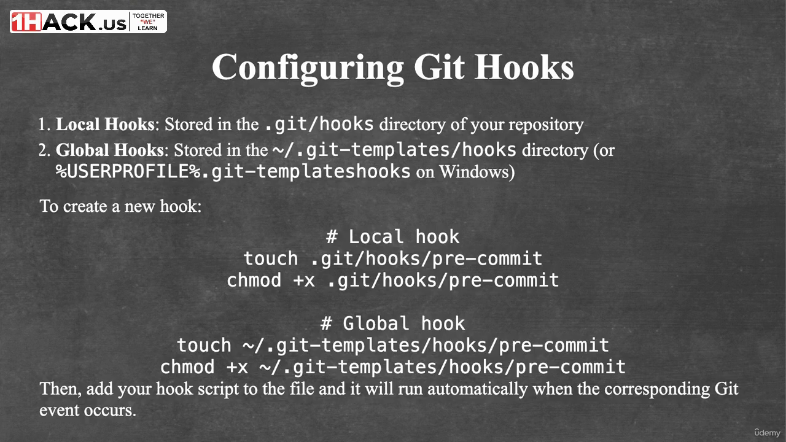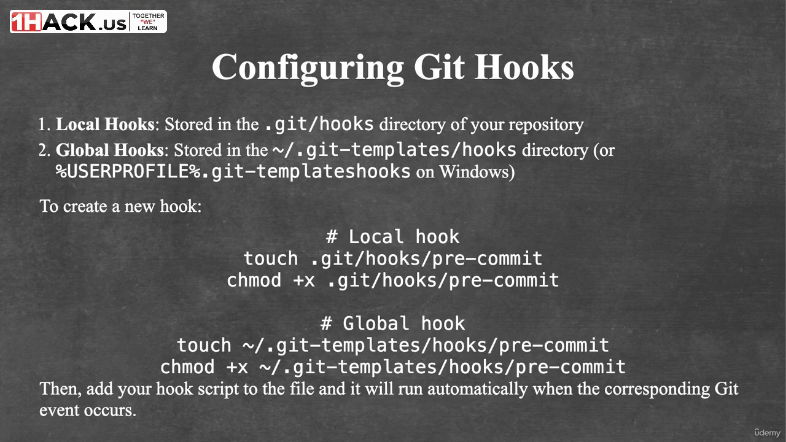Git hooks can be configured in two ways, as local hooks or global hooks. Local hooks are stored in the .git/hooks directory within your Git repository. These hooks will only apply to the specific repository where they are located. Global hooks, on the other hand, are stored in the ~/.git-templates/hooks directory, or %USERPROFILE%\.git-templates\hooks on Windows. These hooks will apply to all Git repositories on your system.